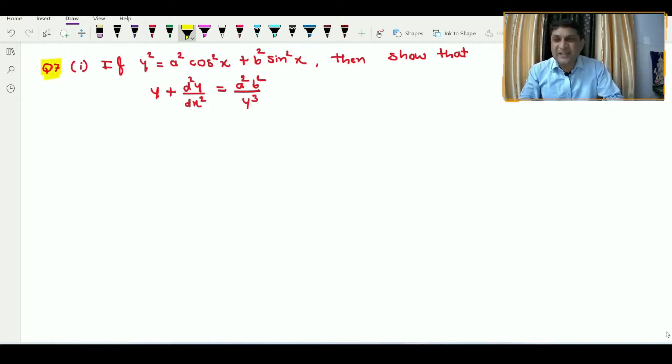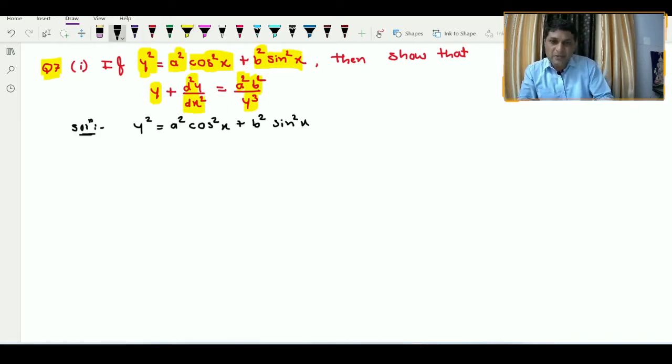आज हम पढ़ने जा रहे हैं क्वेश्चन नंबर 7 ऑफ मिसलिनियस एक्सरसाइज ऑफ डिफरेंशिएशन। See, in the first example one function is given to us: y square is equal to a square cos square x plus b square sin square x, and we have to show that the value of y plus d2y upon dx square is equal to a square b square divided by y cube. So let us consider the given function, I am denoting it by equation number first.